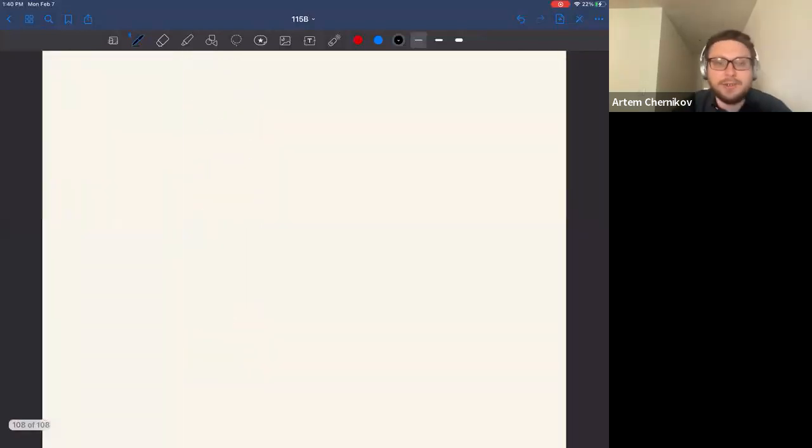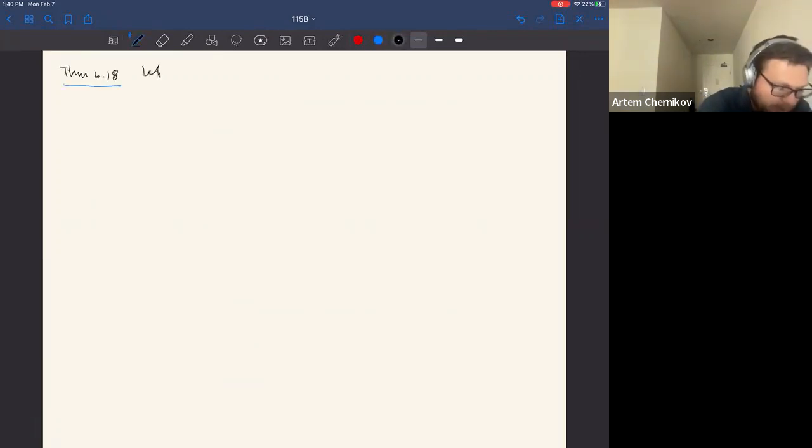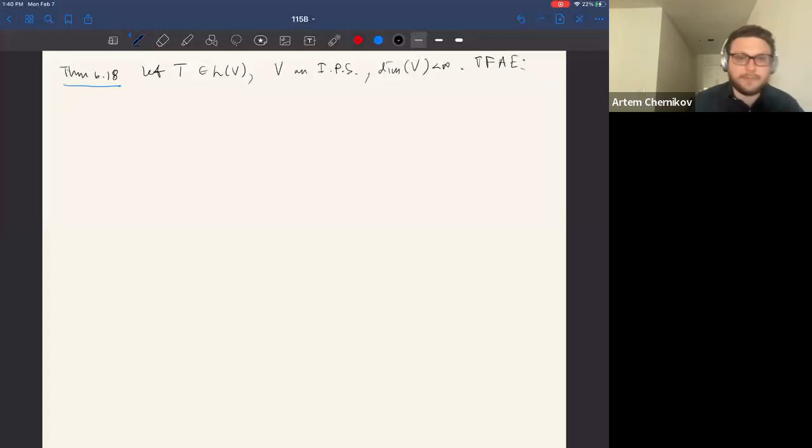So let's try to understand better the properties of such operators, of isometries. Okay. So we have the following theorem. This is theorem 6.18. So let T be a linear operator on V, where V is an inner product space, finite dimensional, as usual. Then the following are equivalent. We have several equivalent properties. A, we have that TT star, the composition of T with its adjoint, is equal to the composition in the opposite order, is equal to the identity linear operator on V.